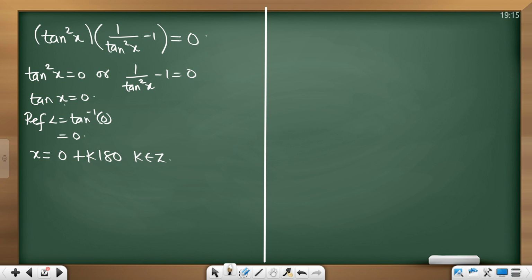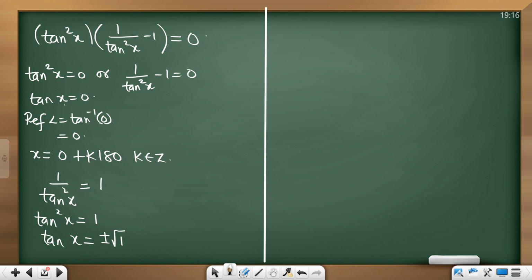Can we now go through the second solution? Okay. Second solution, what do we have? 1 over tan squared x minus 1. Can I move that 1 over? Can we cross multiply? What do I have? Tan squared x equals what? 1. Can we find the square root of both sides? What are we going to get? Tan x equals plus or minus 1. Is that okay? Plus or minus.